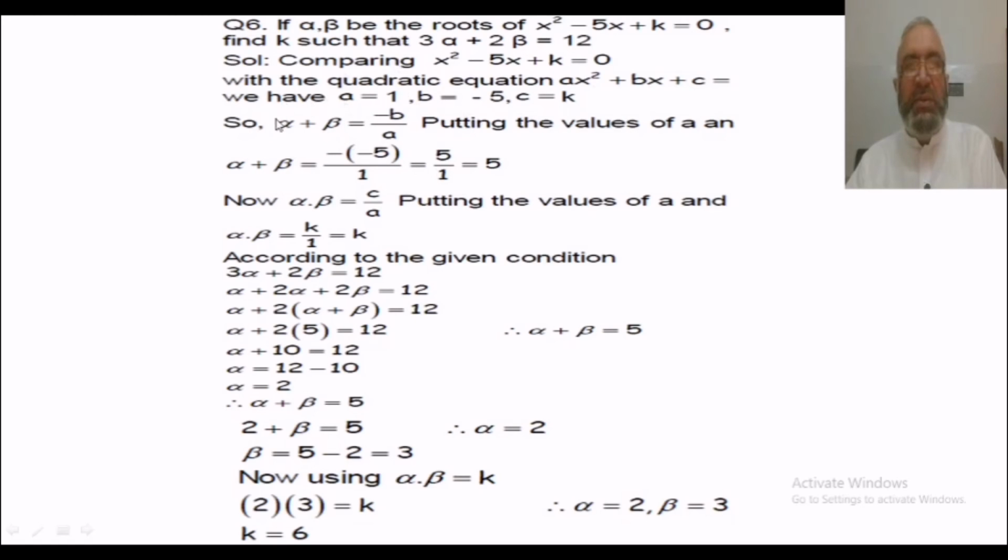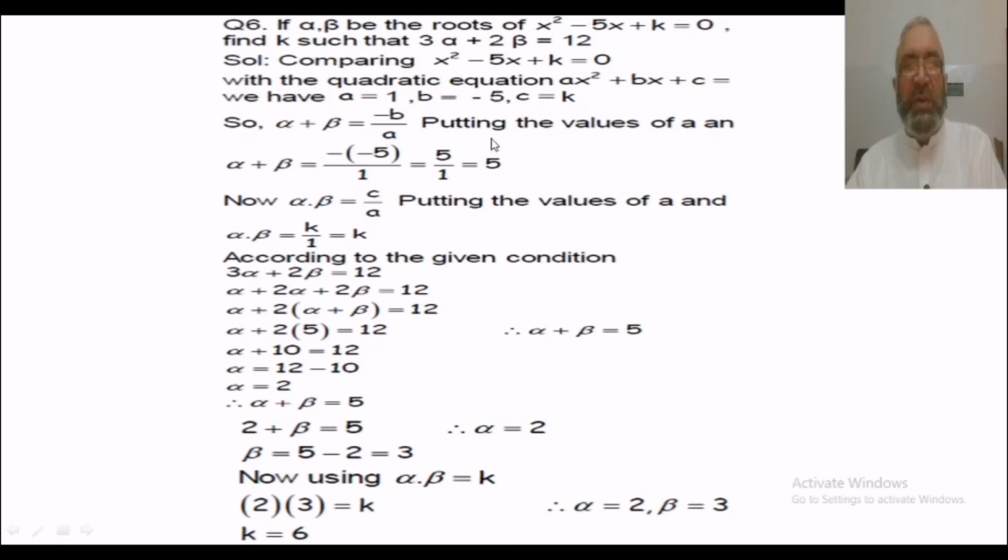Let us solve it by the second method. So first of all, the sum of the roots and product of the roots. In the same way, comparing the given quadratic equation with the standard form, we get a is equal to 1, b is minus 5, c is equal to k. Thus alpha plus beta, that is the sum of the roots, is minus b by a.